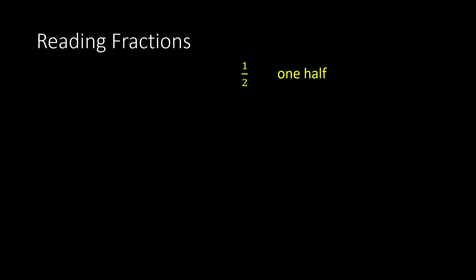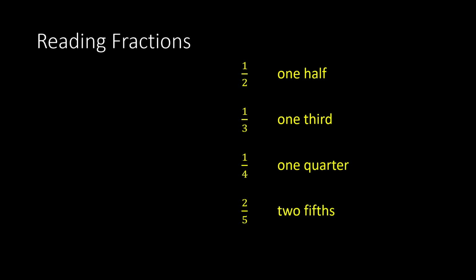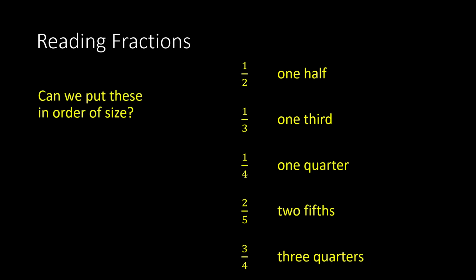Let's now read fractions. Here we have 1/2 or 1 over 2, 1/3 or 1 over 3, 1/4 or 1 over 4, 2/5 or 2 over 5, and 3/4 or 3 over 4. Can we put these in order of size? It might not be immediately obvious.